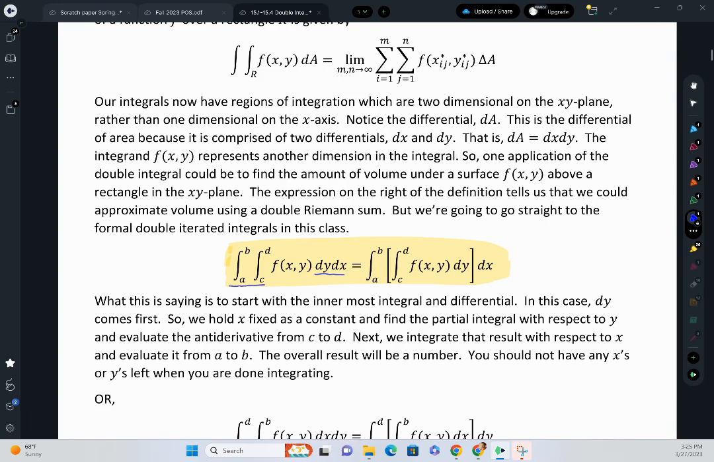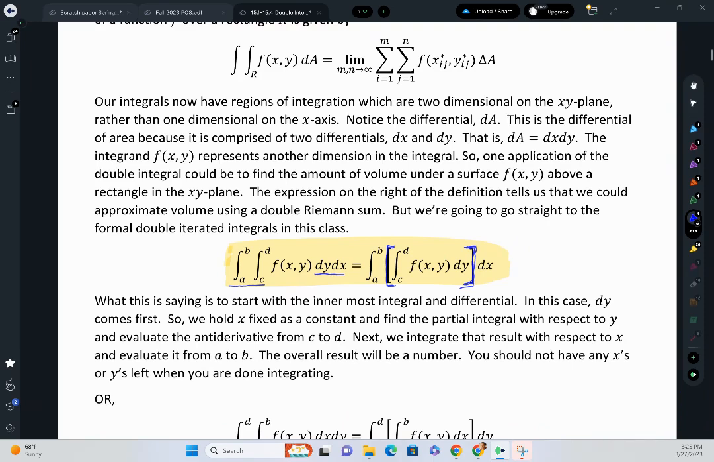What we have to know is which one goes with which. And the rule is to work from the inside out. Okay, so we're going to start with the innermost integral. And here I've got some brackets to really stress this. We've got brackets around the innermost integral symbol and the innermost differential. So that means the integral from c to d goes with dy, okay?